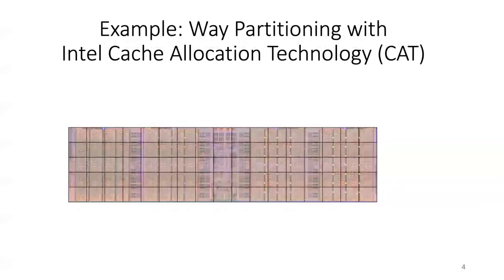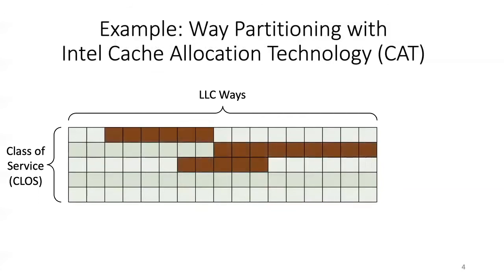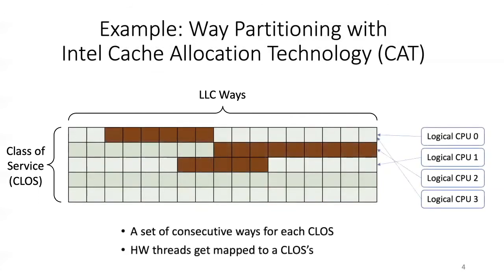So for your last level cache, you have a number of ways, and then also you have a number of classes of service. So what you can do is that you can assign each of your logical CPUs to a consecutive set of ways. And this way, when each process is running on a CPU, you can limit it to use a specific portion of your cache.